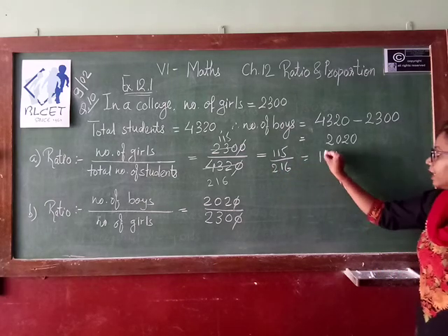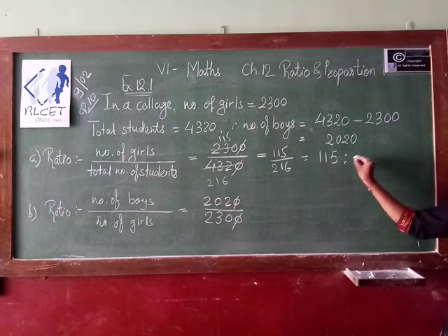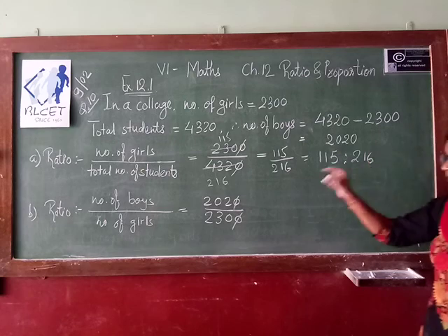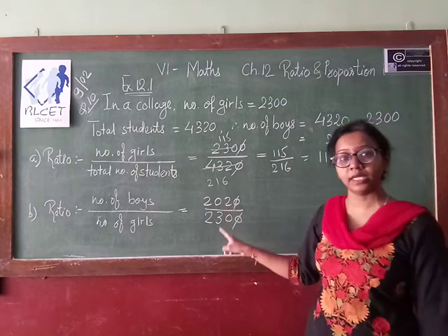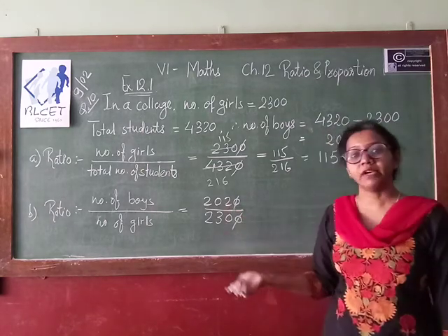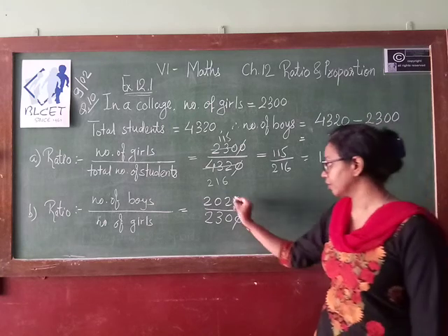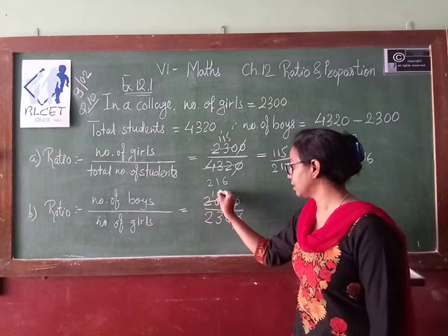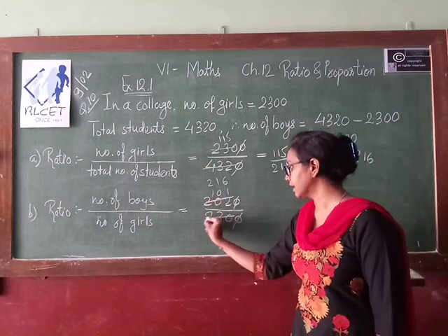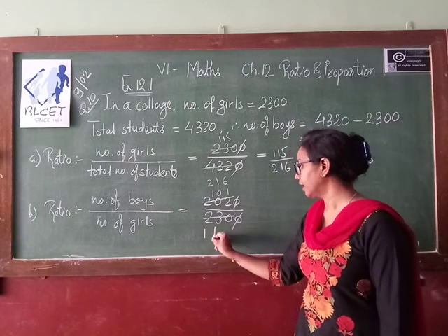So what ratio are we getting? 115 is to 216. Same way here also we can cancel both the terms by 2. Ultimately we are finding the equivalent ratio. So this is 101. If you divide this by 2, we get 115.